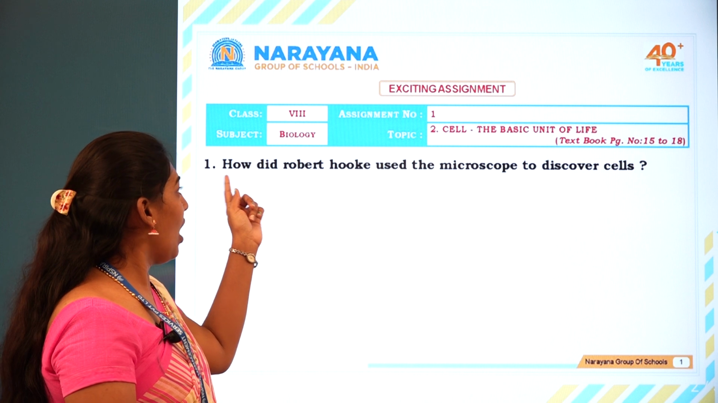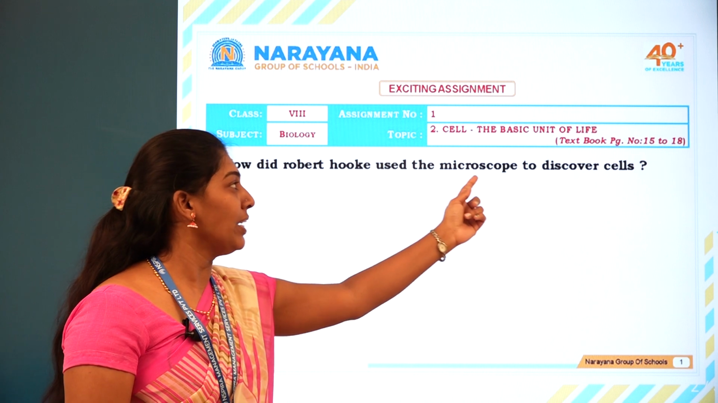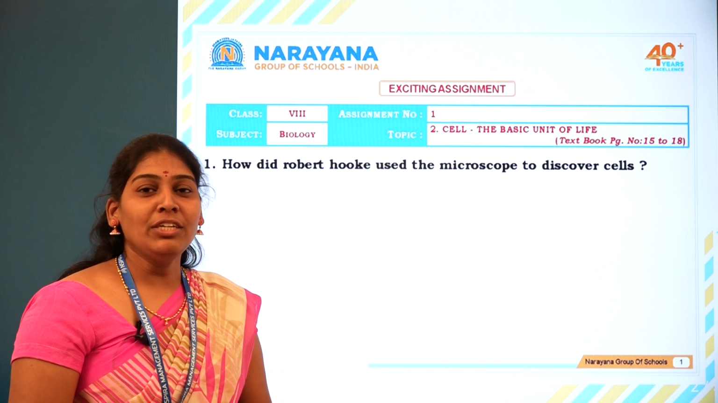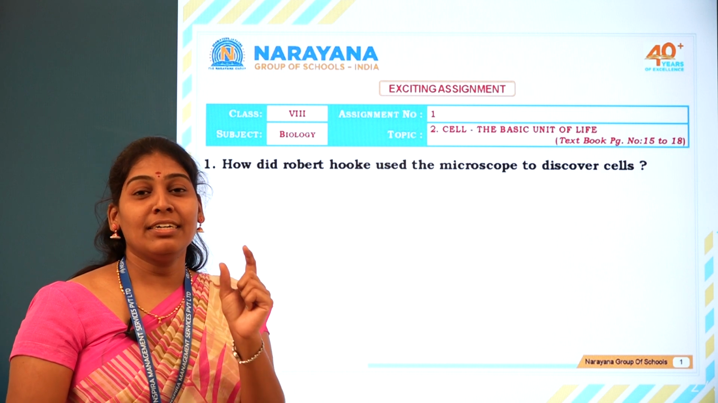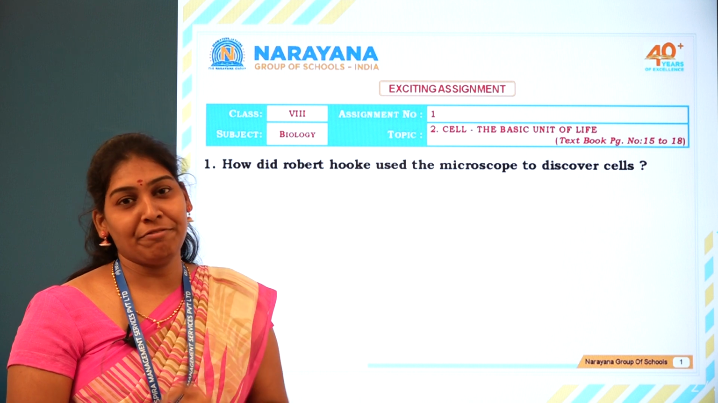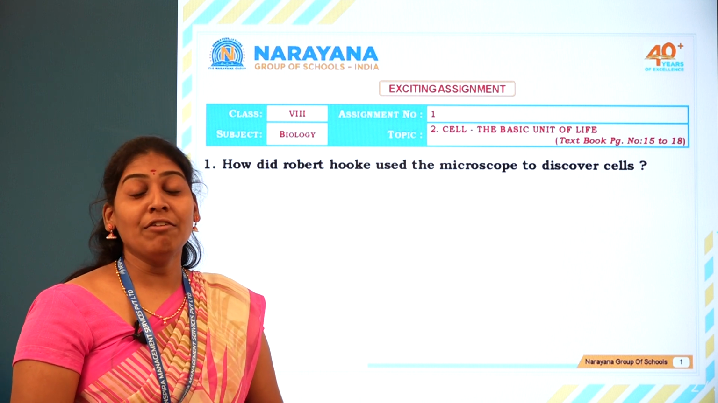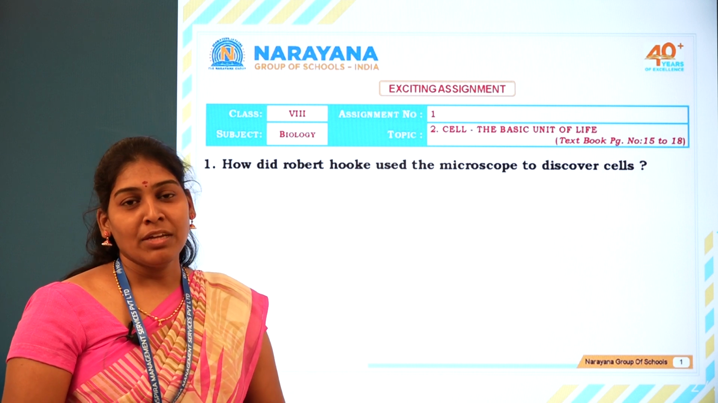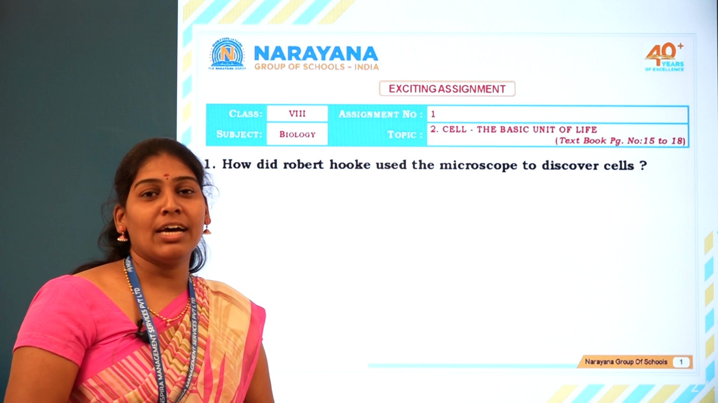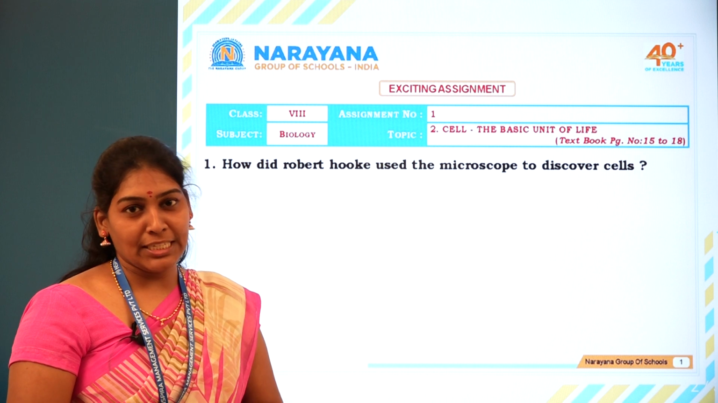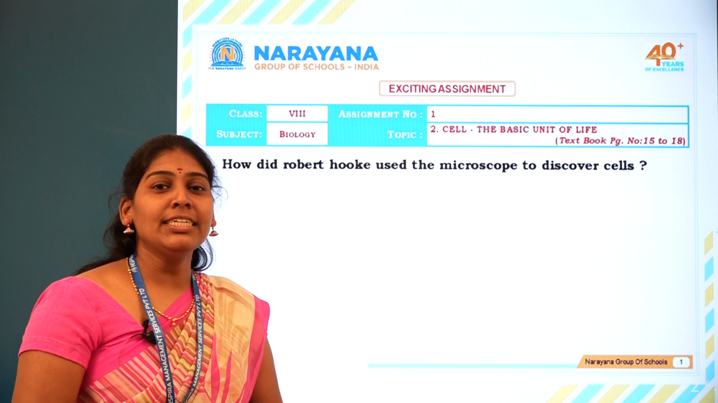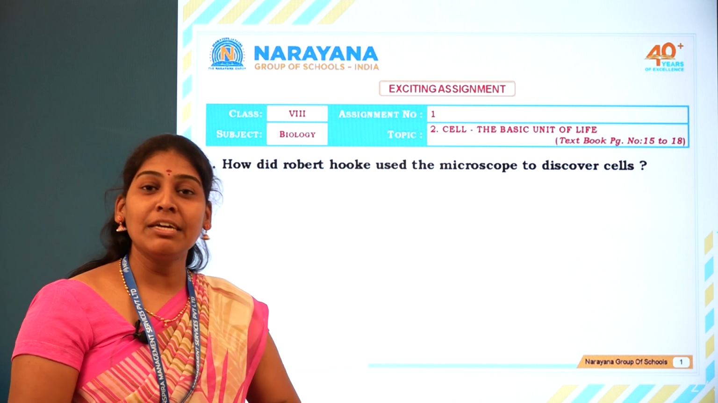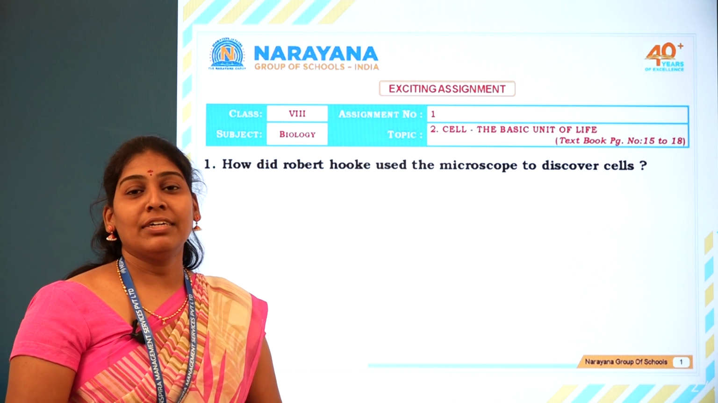First question, how did Robert Hooke use the microscope to discover the cells? Here today we need to understand that the cell is the basic unit of life. We cannot see it with our naked eye, so we are going to find it out with the microscope. Before that, scientists had worked on it, and Robert Hooke is the scientist who discovered cells. How did he discover them?